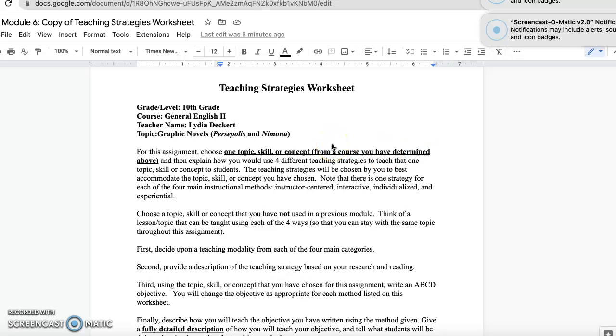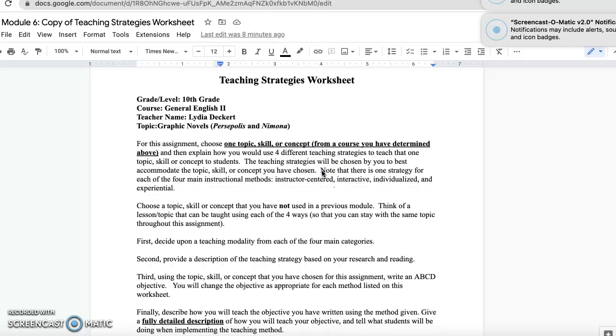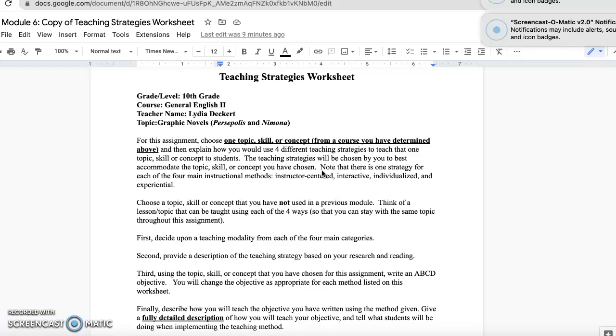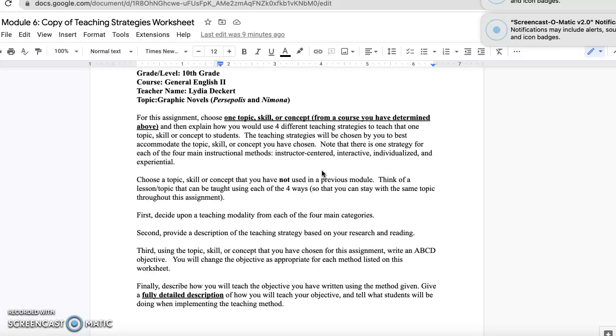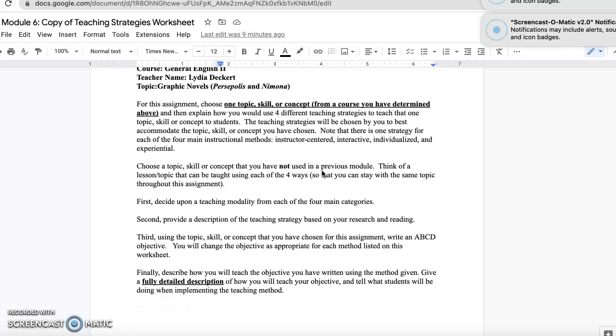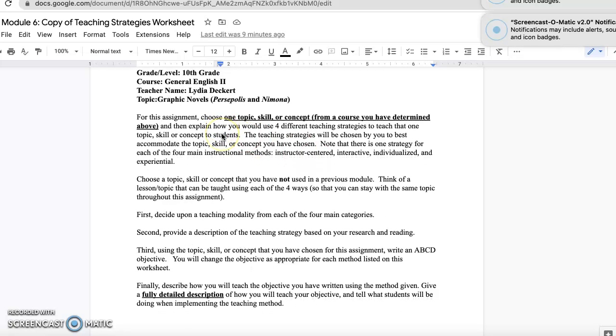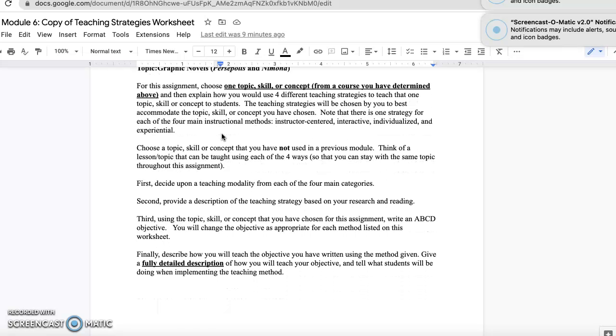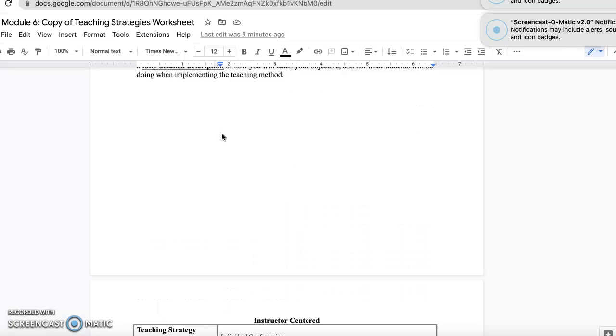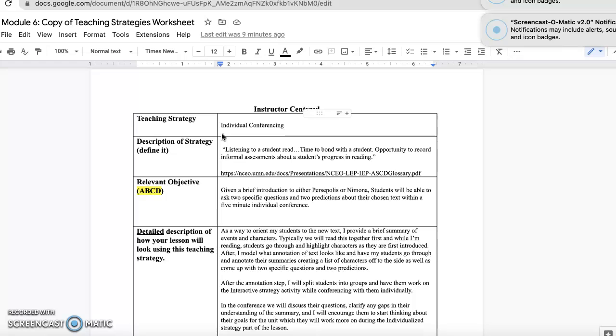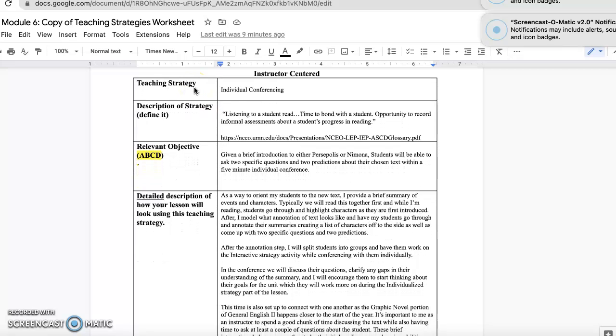Okay, this is my Module 6 Teaching Strategies worksheet. I teach ELA, and I had a model unit for 10th grade English, teaching Persepolis and Nimona and other graphic novels. So the first teaching strategy that I chose was individual conferencing.